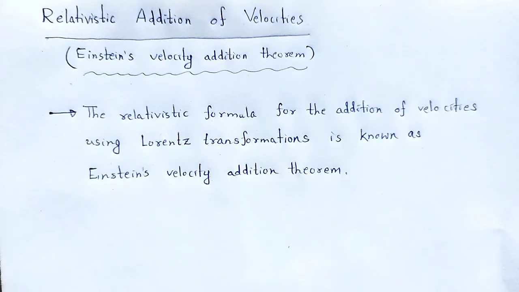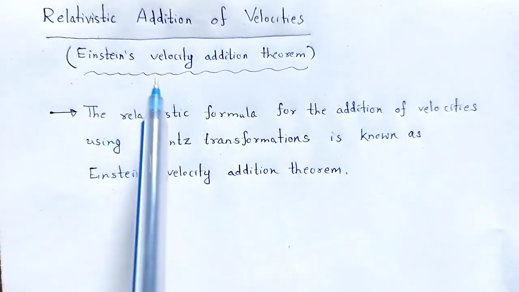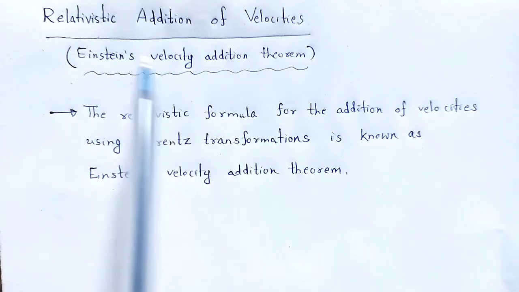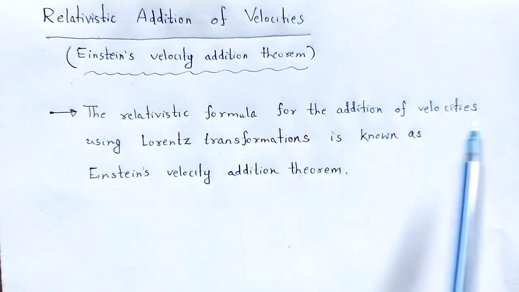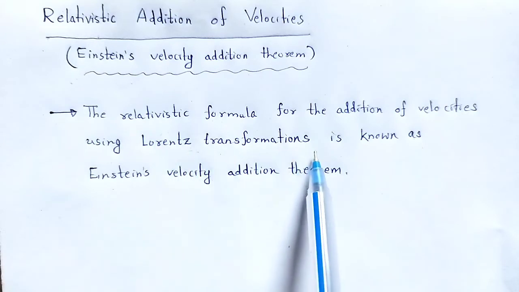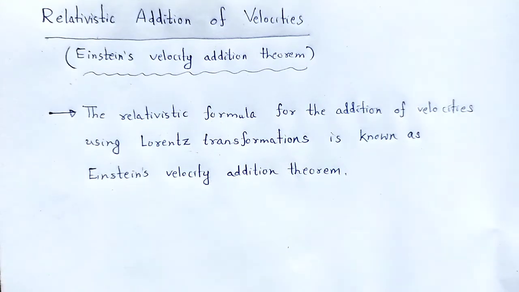In this video, we are going to discuss relativistic addition of velocities and the concepts regarding how mass varies with velocity. Let's begin. The relativistic addition of velocities is also known as Einstein's velocity addition theorem. What is Einstein's velocity addition theorem? The relativistic formula for the addition of velocities using Lorentz transformations is known as Einstein's velocity addition theorem. Let us see how we derive mathematically the relativistic velocity.